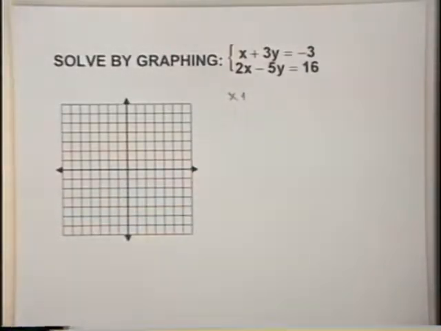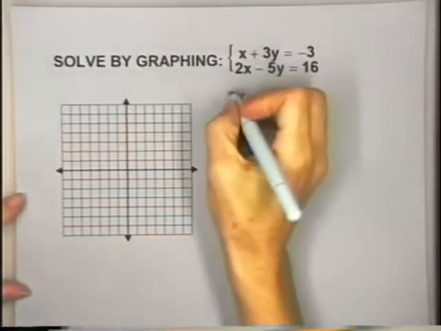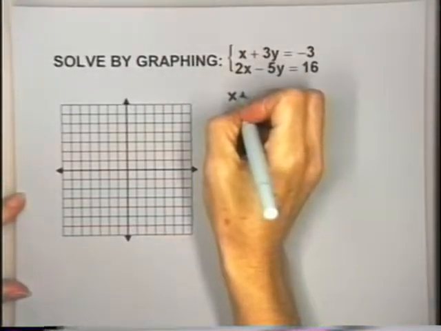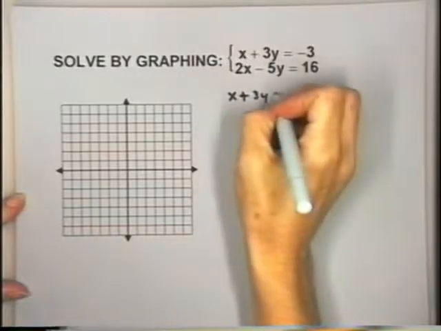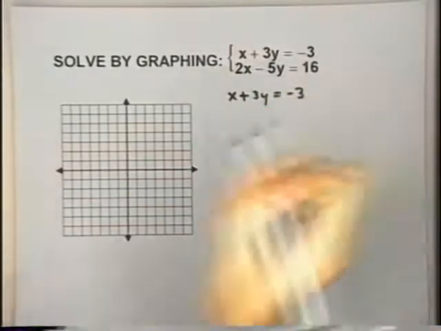That pen's not writing dark enough. Let me switch here and try a different one. Our first equation is x plus 3y equals negative 3.